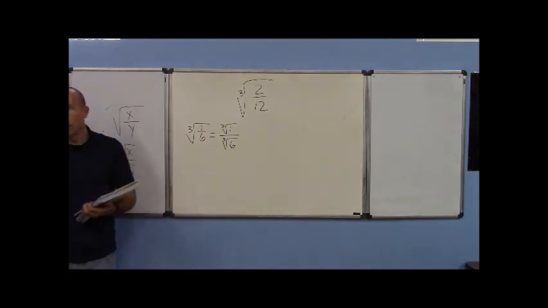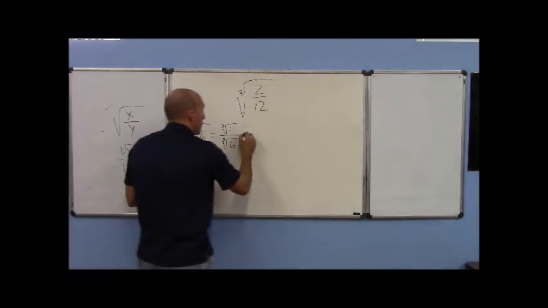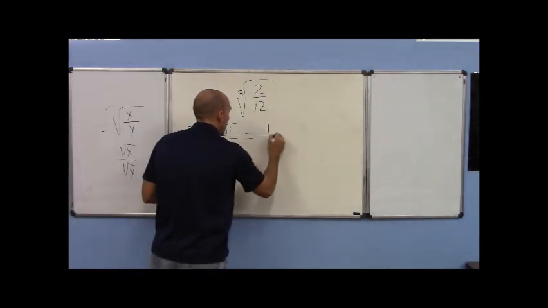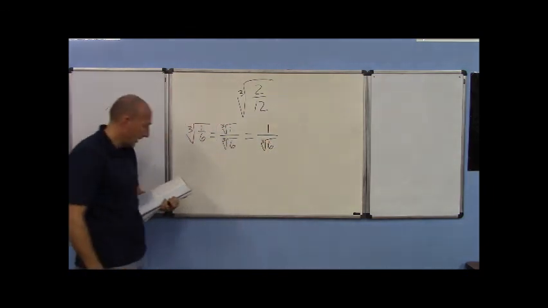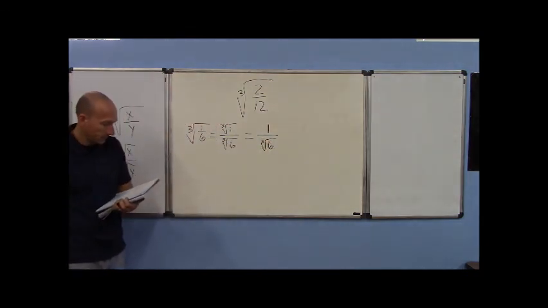Now what is the cube root of 1? 1. You keep multiplying 1 no matter how many times together, you're always going to end up with 1. So that will end up being renamed as 1 over the cube root of 6. So we have that right there. Make sense so far?